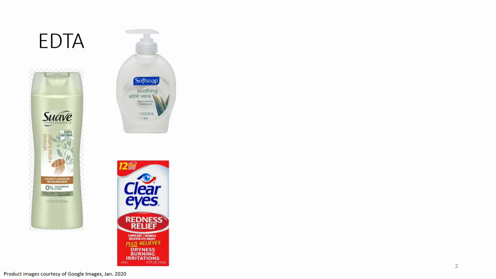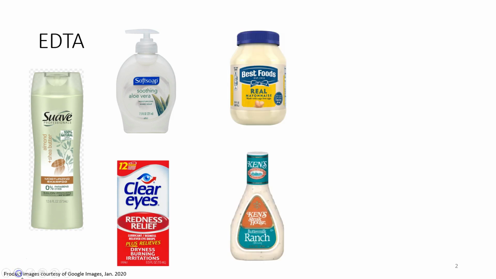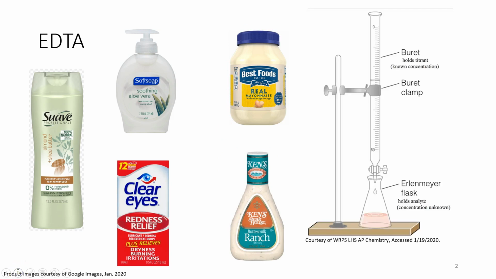So a little bit about EDTA, it's found in all sorts of these health and beauty type products and even some food products, but today it's going to be a titrant in our experiment. So our EDTA solution is going to be in this burette, and either our Duck Pond or Boone Creek sample is going to be in the Erlenmeyer, and hardness is going to be our analyte.